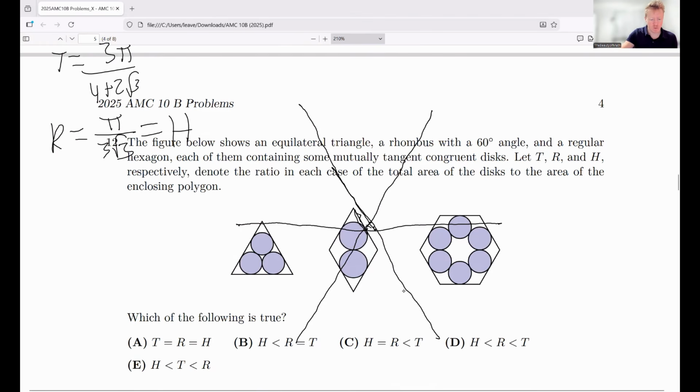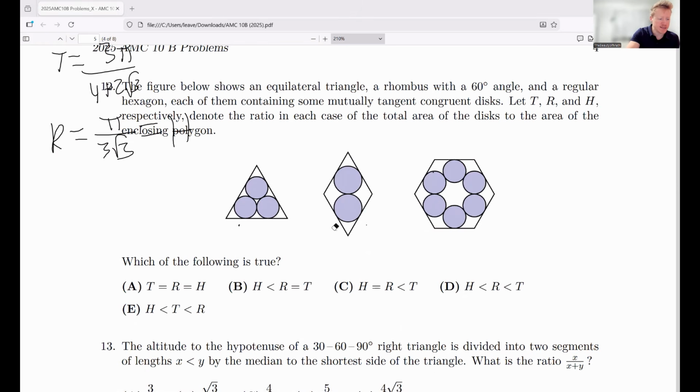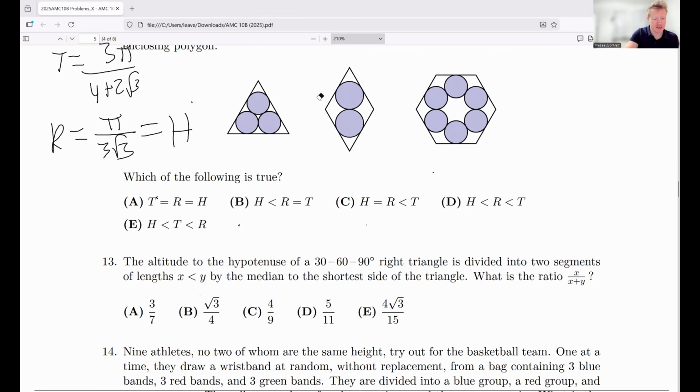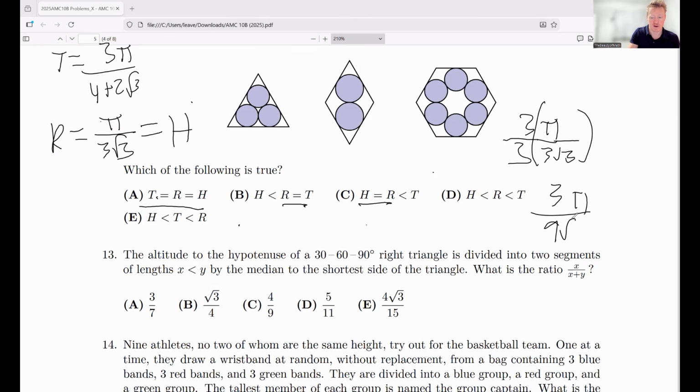and look at our answers, it wants to know which of the following is true. And if you compare, obviously T is the one that's different. Let me move this up a little bit, up to here. There we go. So T is the one that is different from the other two. T has to be, R does not equal T. H is equal to R, and there's no way all 3 of them are equal unless somehow if I multiplied this one by, say I multiplied 3 times pi over 3 root 3, by 3 over 3. That would give me 3 pi over 9 root 3.